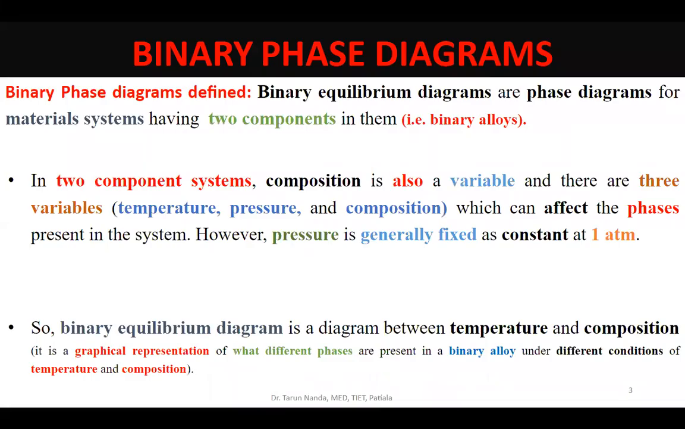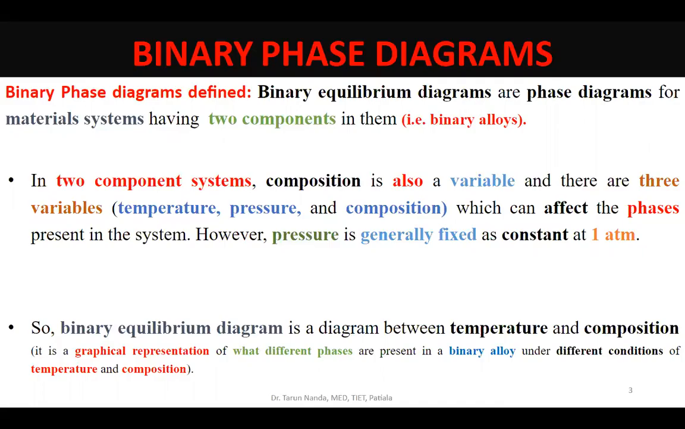Okay, so in the last session, we finished with the unary equilibrium diagrams. Now we start with what are called binary phase diagrams or binary equilibrium diagrams. Binary equilibrium diagrams are phase diagrams which are drawn for two component systems. In other words, binary phase diagrams are diagrams which would be drawn for binary alloys.